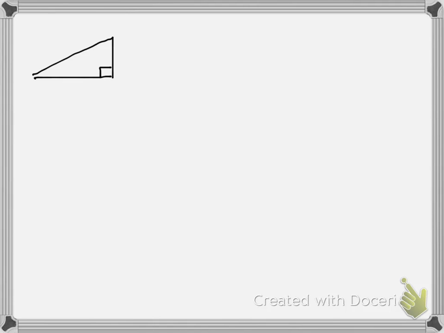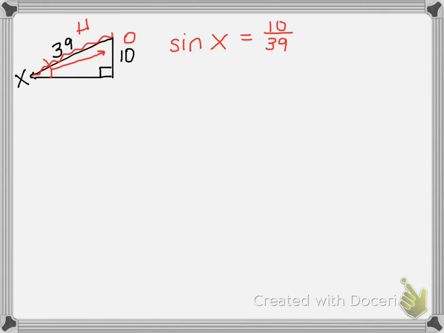So we have our triangle, and we're going to call this angle X, and 39 and 10. Alright, well, from our angle X, we have our opposite side, and then our hypotenuse, which is our longest side here. So we're going to use sine of X equals 10 over 39.